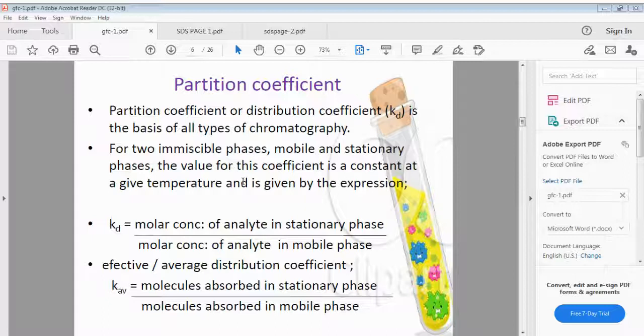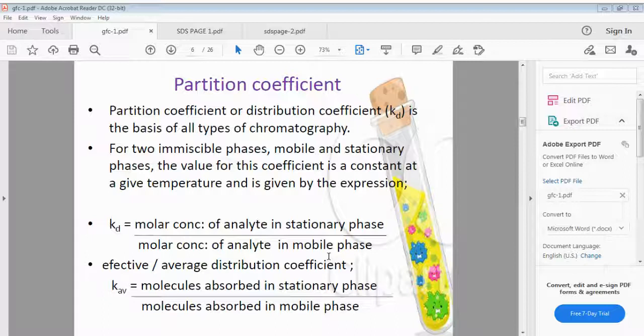So you have a distribution coefficient, Kd. Kd is the distribution coefficient. It is a constant at a given temperature for any compound, any protein. How is it calculated? The distribution coefficient of a compound to be separated is calculated by dividing the molar concentration of the compound in the stationary phase by the concentration of the same compound in the mobile phase. Suppose the mixture contains A, B, C. The concentration of A in the stationary phase divided by the concentration of A in the mobile phase.